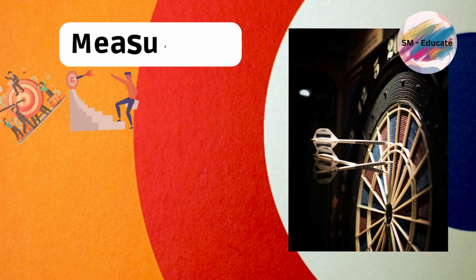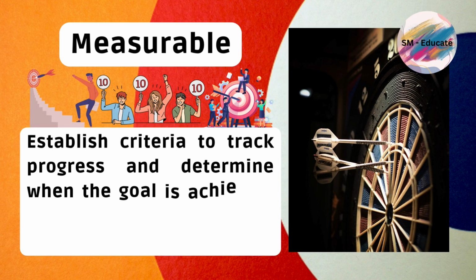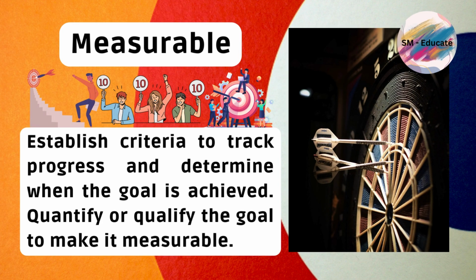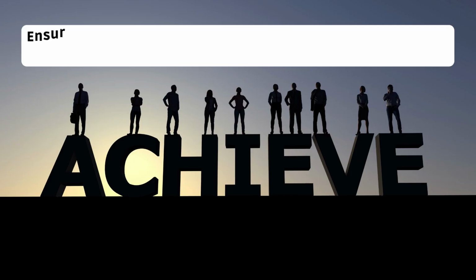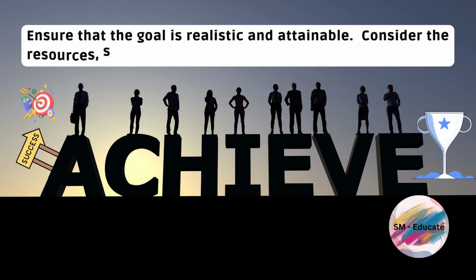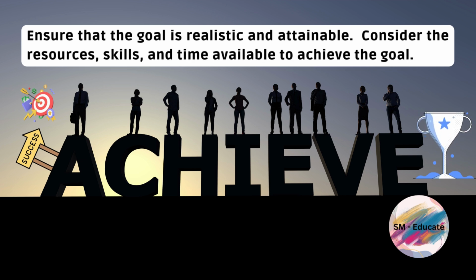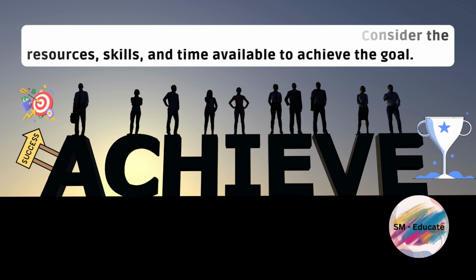Establish criteria to track progress and determine when the goal is achieved. Quantify or qualify the goal to make it measurable. Ensure that the goal is realistic and attainable. Consider the resources, skills, and time available to achieve the goal.